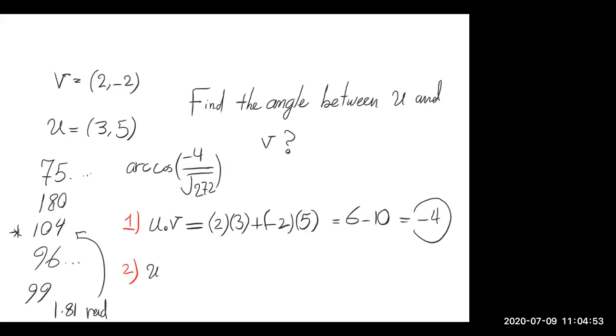The second way to compute it was to compute the length of u, the length of v, and then there should be some theta between them. It should be cosine of theta. Now there's something I want to mention. Our vectors are (2, -2) and (3, 5). Let's call this one u, let's call this one v.